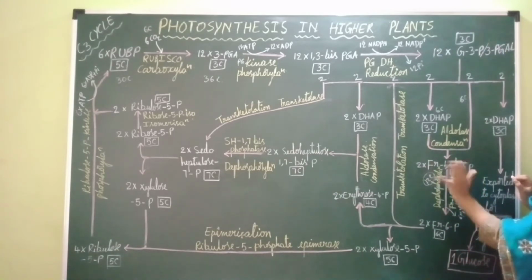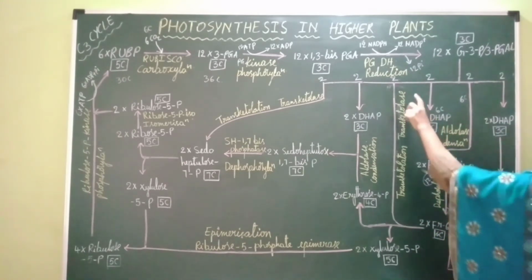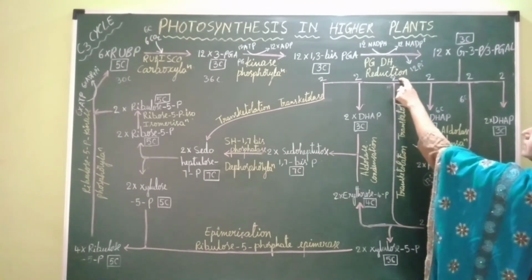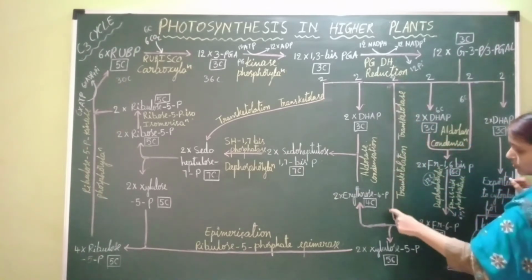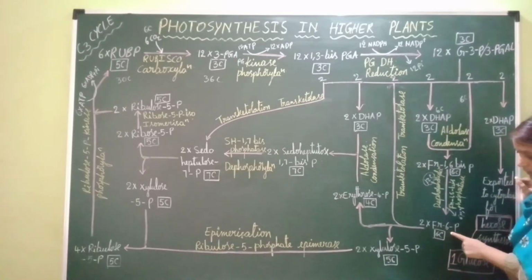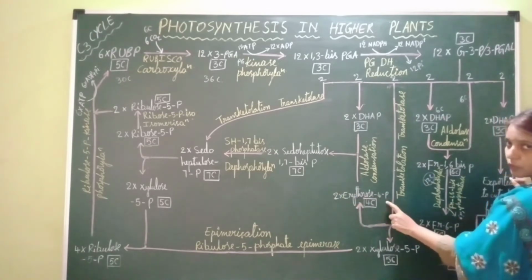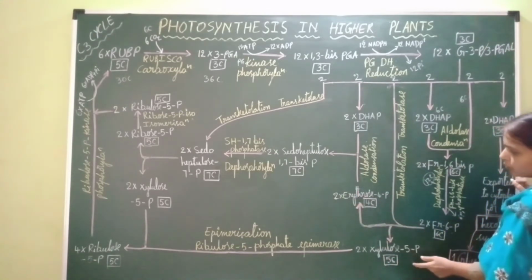Phosphate is removed from first position, and hence it results in the formation of 2 molecules of fructose 6-phosphate, which is again a 6-carbon compound. Now these two molecules of G3P undergo transketolation with two molecules of fructose 6-phosphate, resulting in the formation of two compounds. One is erythrose 4-phosphate and the other one is xylulose 5-phosphate.